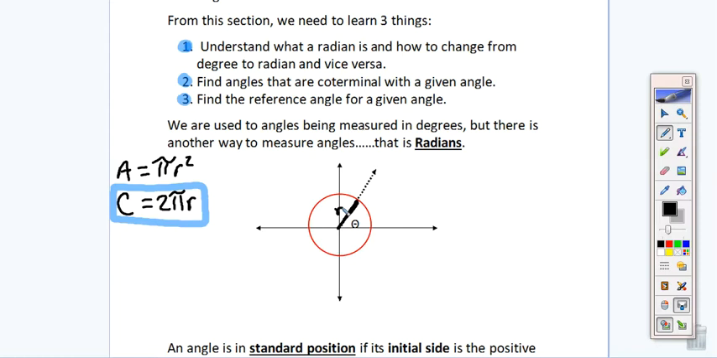Well, what we're really getting at here for radians is this. If you could take this radius, pull it out, and start laying it on the outside of the circle, like this, and this arc that I just made is the same distance as that radius r, how many of those r's would it take to go all the way around the circle to complete the whole circumference? In other words, how many of these would it take to make this? Well, what'd you take r times to make the circumference?